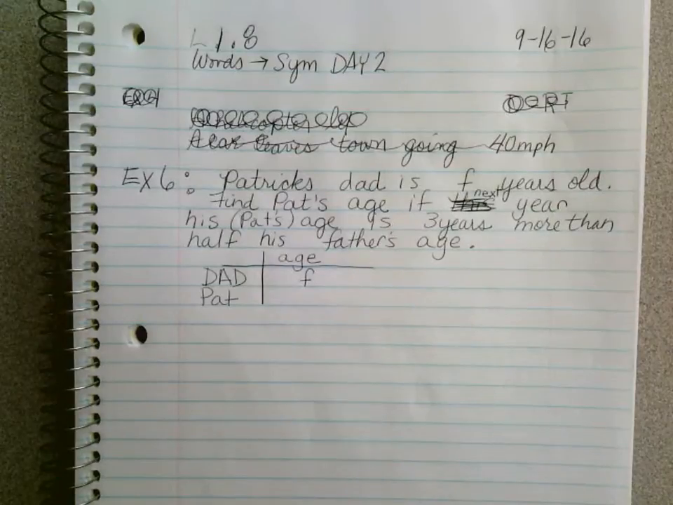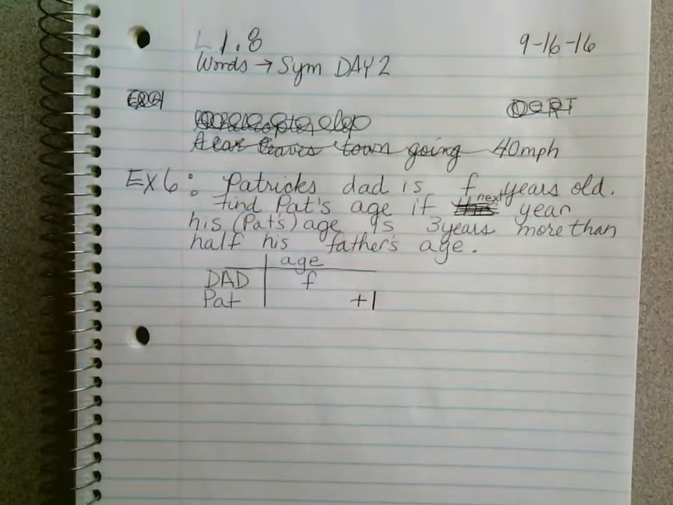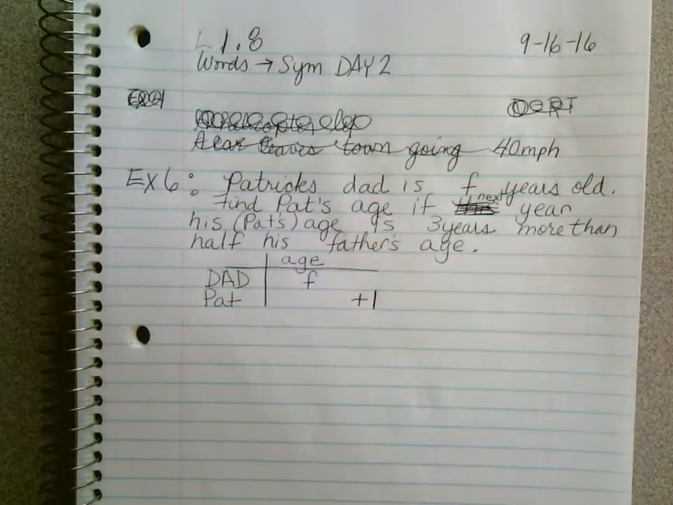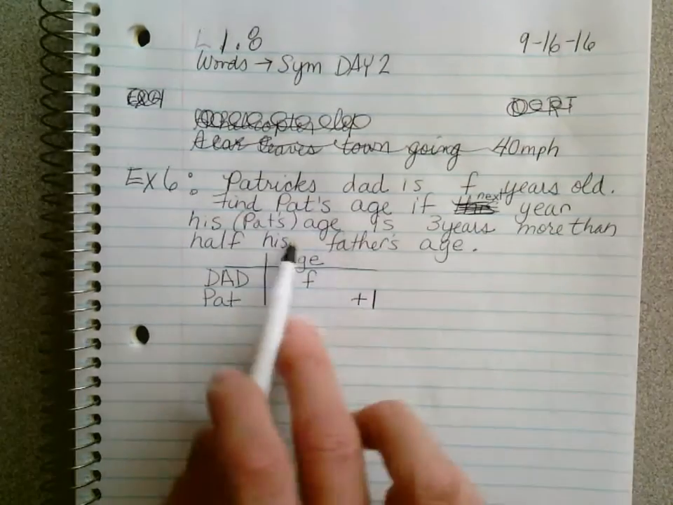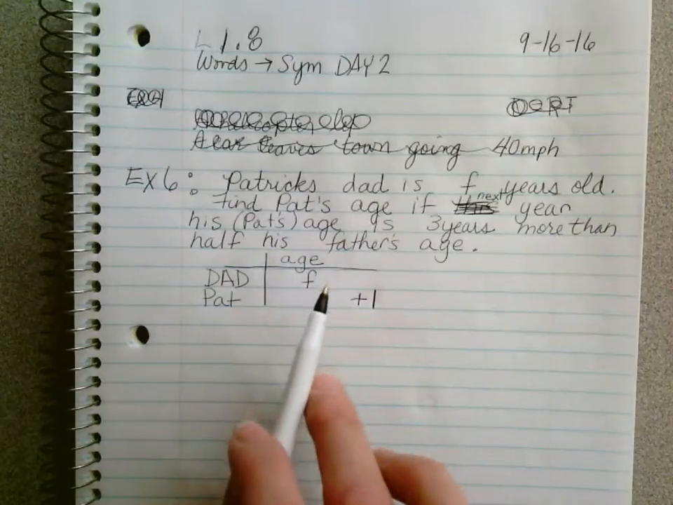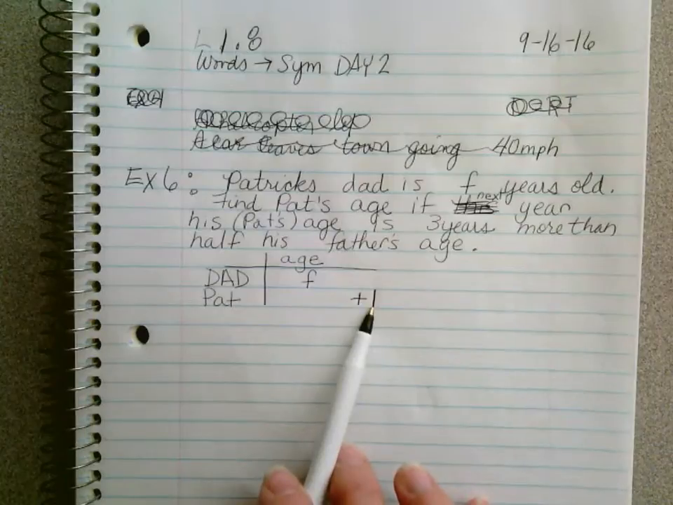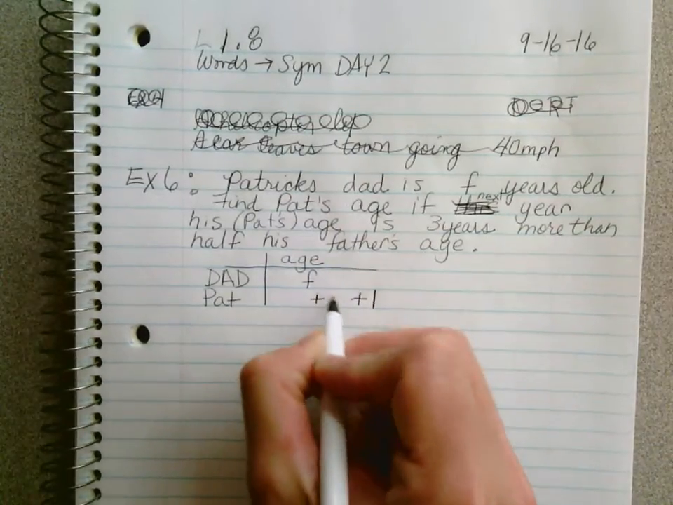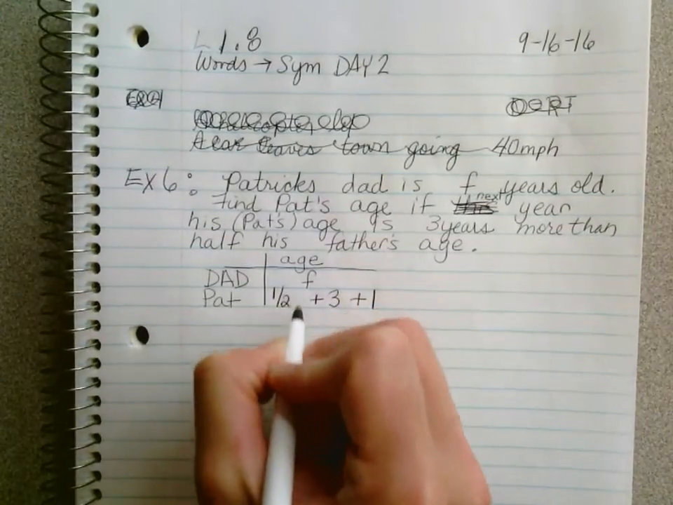Oh my goodness. Okay, so Percy's 99% of the way there. Find Patrick's age if next year his age, no, plus 1. If next year Patrick's age is 3 years more than half his father's age.